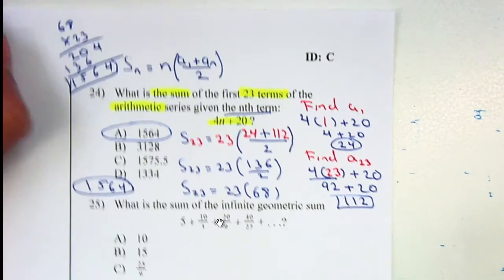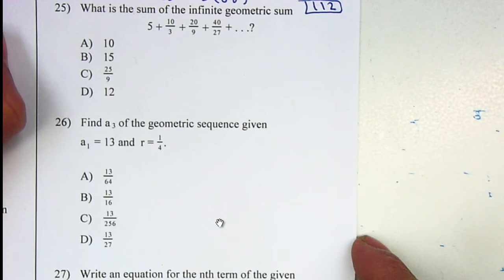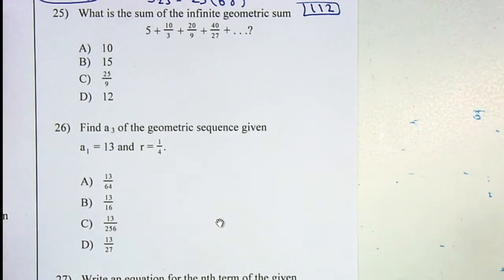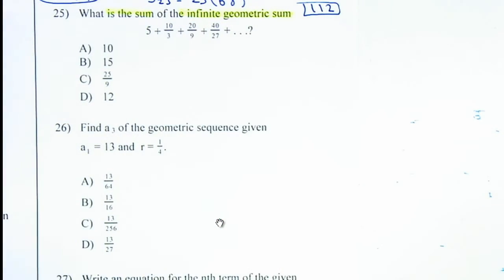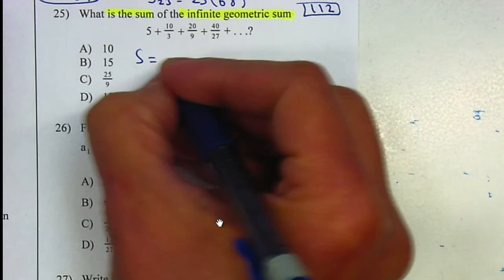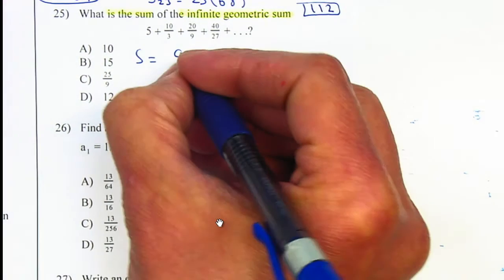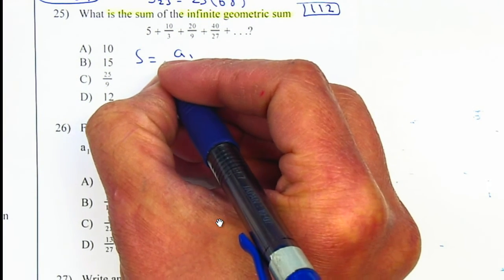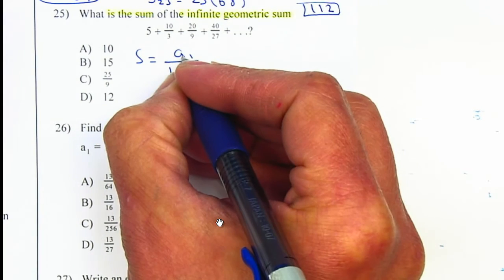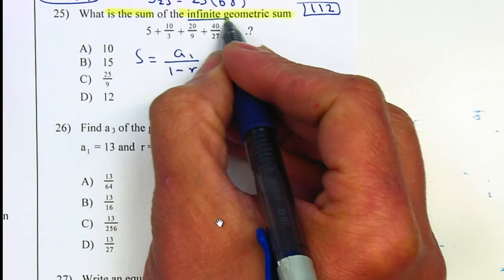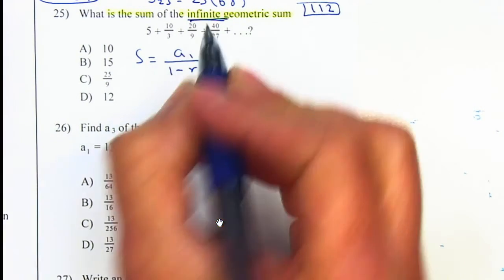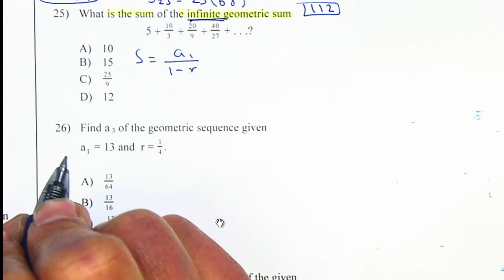Now let's continue with problem number 25. Find the sum of the infinite geometric series. Now remember, whenever it's infinite, it's an easier problem. It's the easiest equation. So the infinite sum is a sub 1 over 1 minus r, where a sub 1 is the first term and r is the ratio. So remember, every time you see the infinite sum, that is going to be the easiest formula of them all.